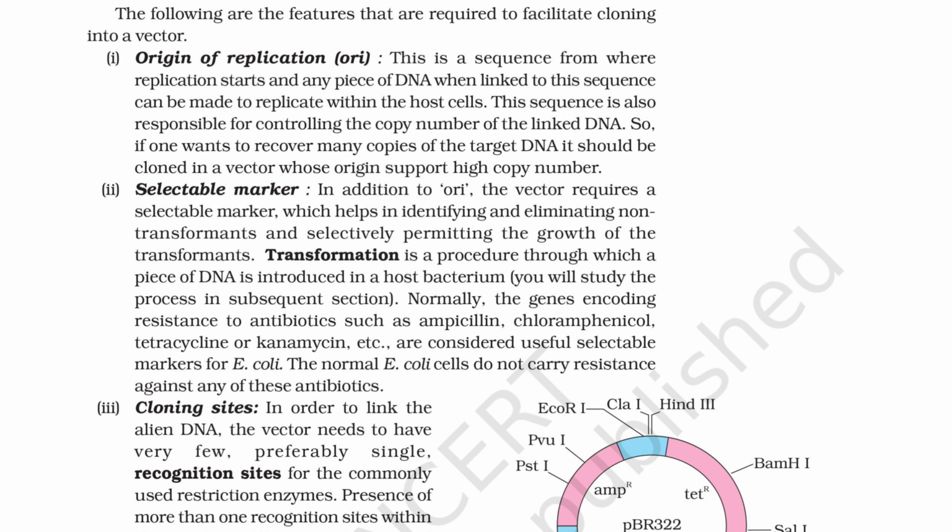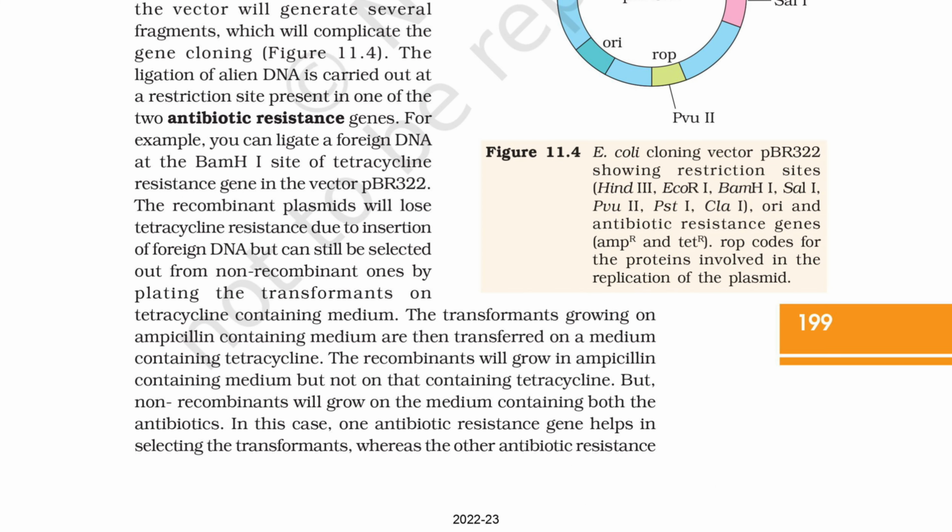3. Cloning sites. In order to link the alien DNA, the vector needs to have very few, preferably single, recognition sites for the commonly used restriction enzymes. Presence of more than one recognition site within the vector will generate several fragments, which will complicate the gene cloning.